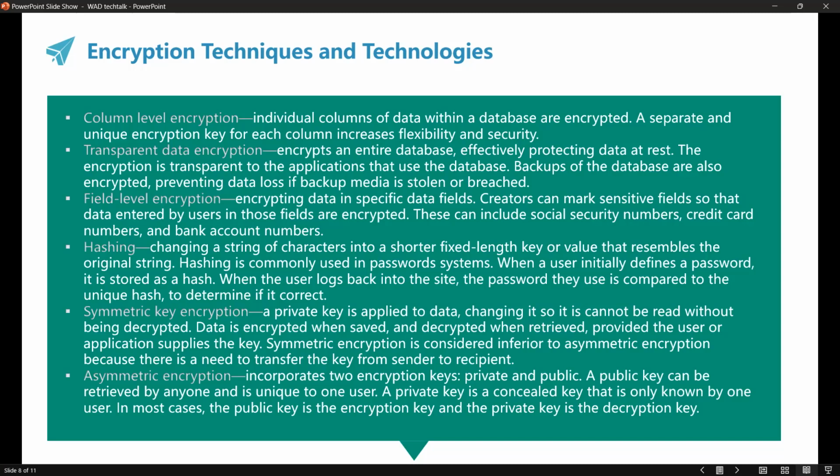Asymmetric encryption incorporates two encryption keys, private and public. A public key can be retrieved by anyone and is unique to one user. A private key is a concealed key that is only known by one user. In most cases, the public key is an encryption key and the private key is a decryption key.